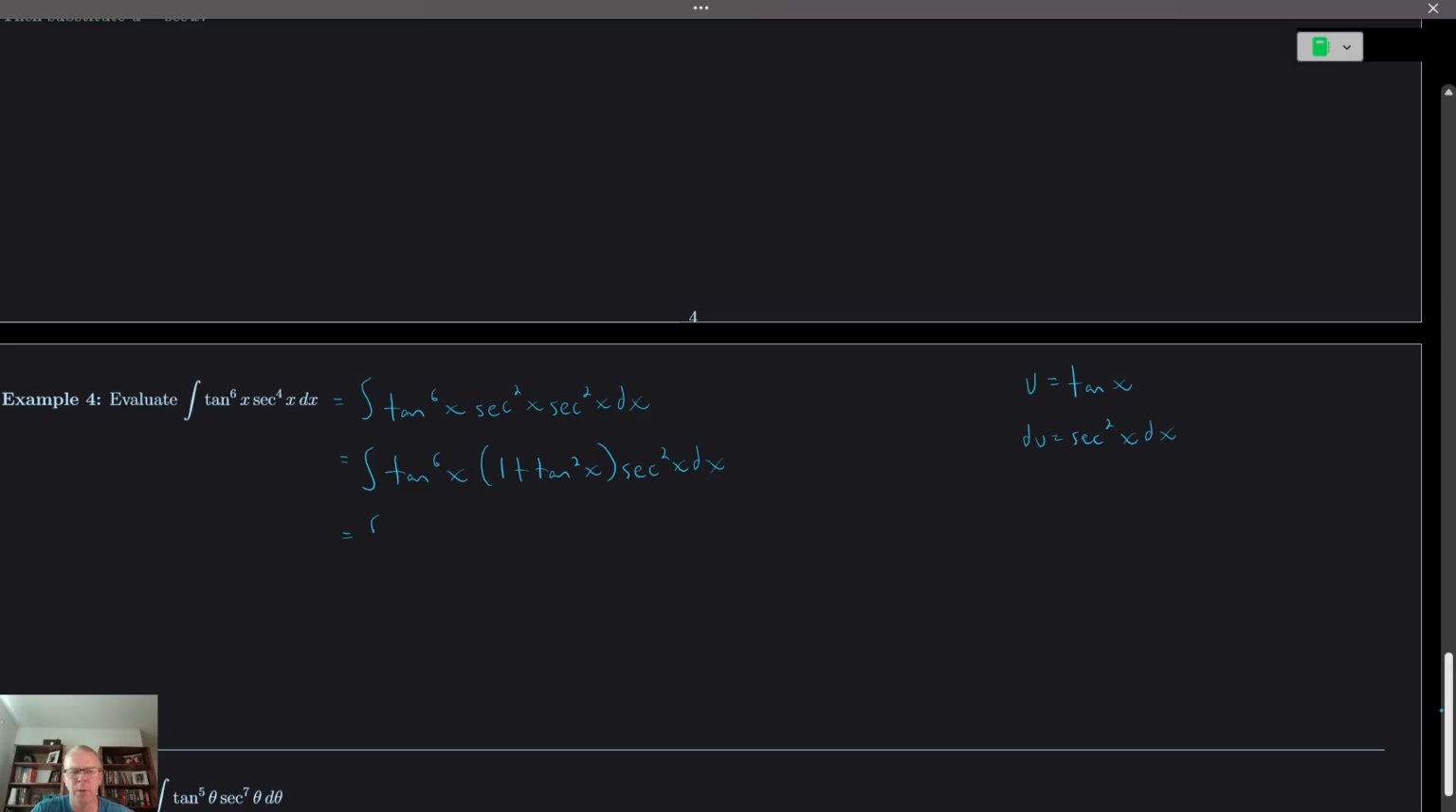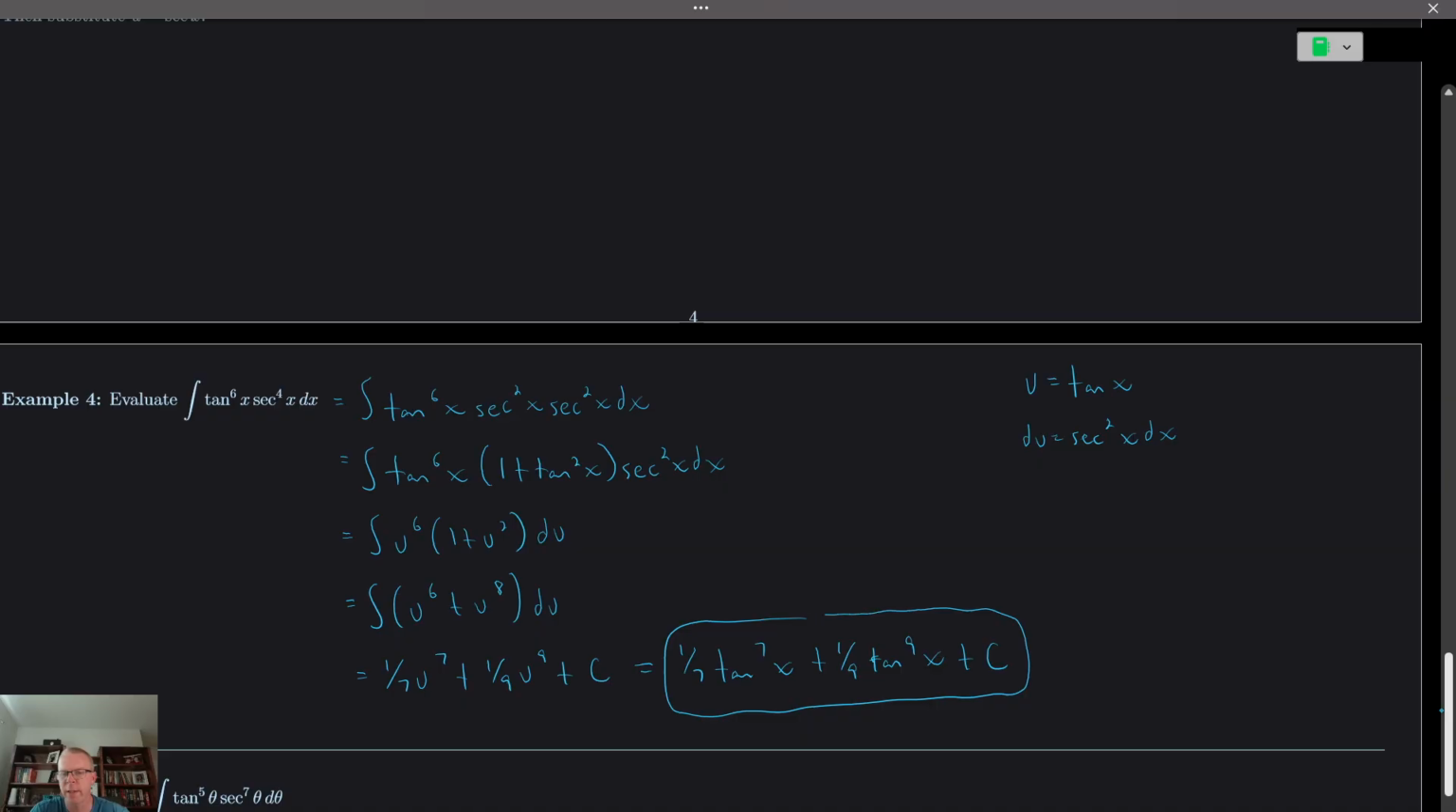All right, so we'll have u to the sixth, we'll have 1 plus u squared, and then secant squared x dx is going to be du. So this gives us, when we multiply this out, u to the sixth plus u to the eighth du. And so we get 1/7 u to the seventh plus 1/9 u to the ninth plus c. Then we substitute back in u is tangent x. So we have 1/7 tangent to the seventh x plus 1/9 tangent to the ninth x plus c.